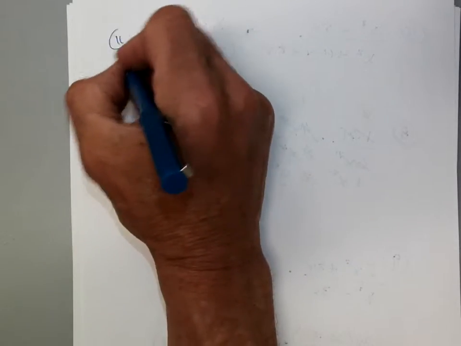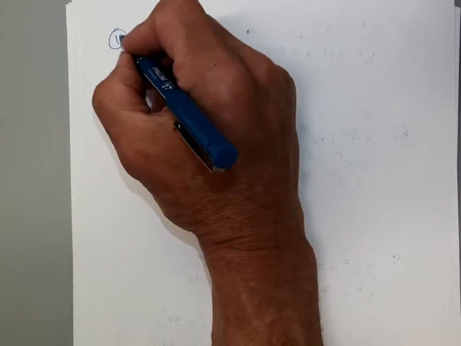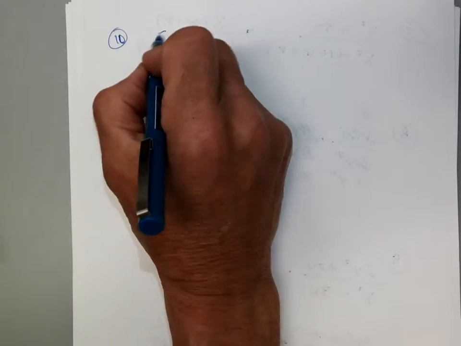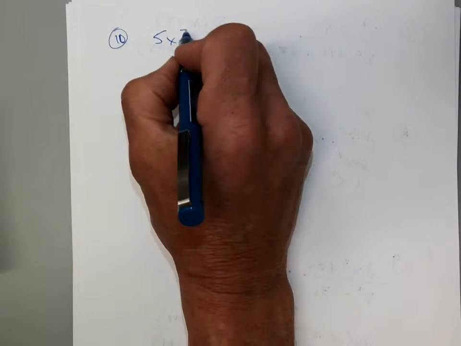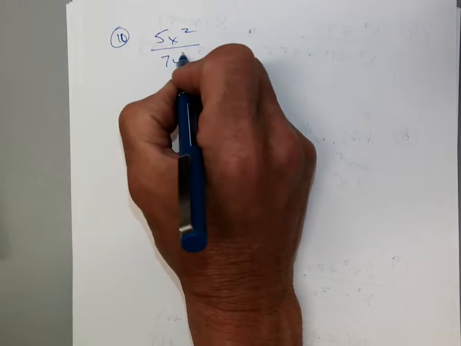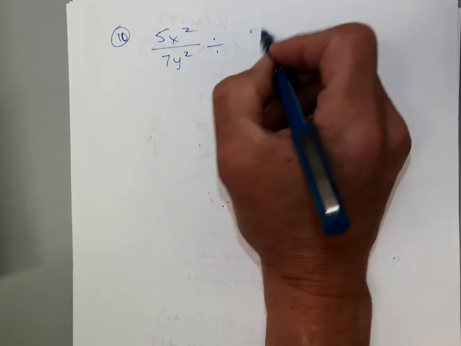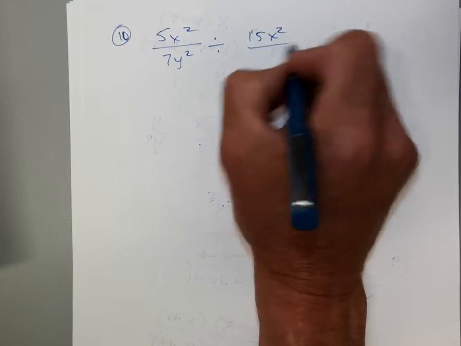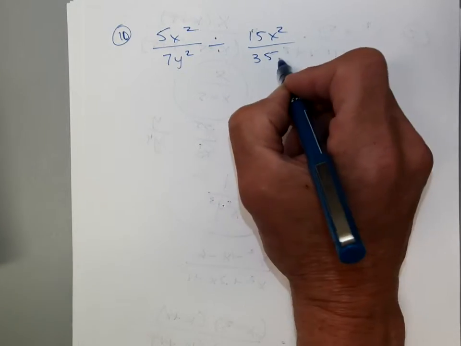Number 10. Okay, let's see what we got. 5x squared over 7y squared divided by 15x squared over 35y cubed.